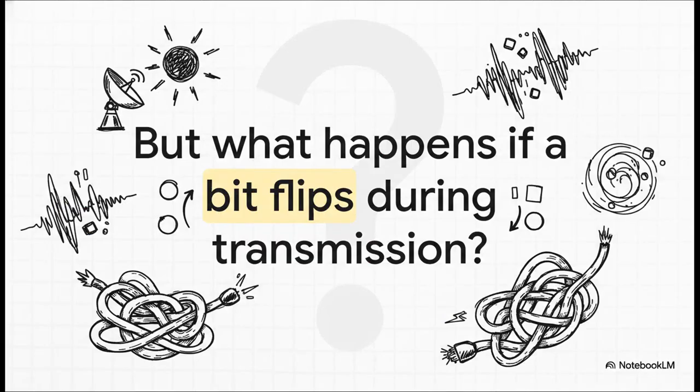But what if it's not perfect? What happens if something goes wrong during the journey? A bit of static, a dodgy cable. Something could flip one of those bits. A 1 could become a 0, or a 0 could become a 1. Let's see what happens then.